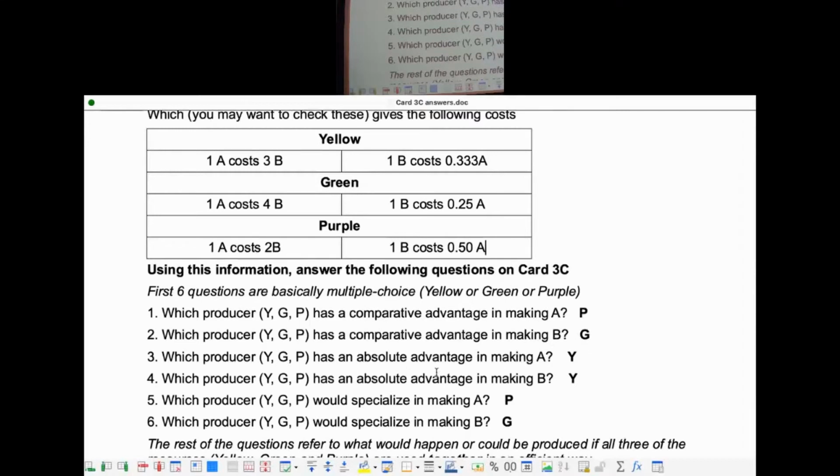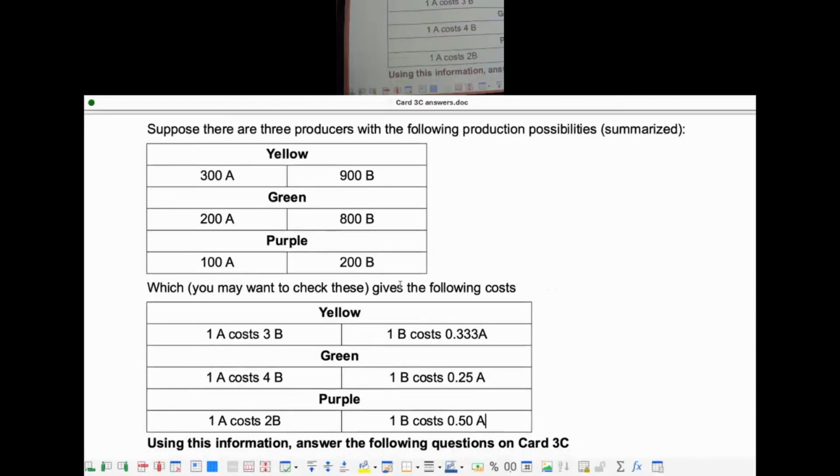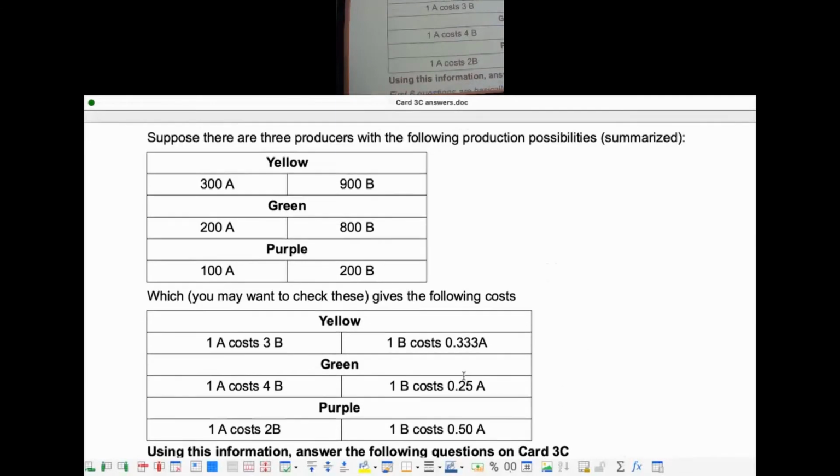Which one has an absolute advantage in making A? Well, there you don't look at the cost, you look at who can make the most A's. So the one who can make the most A is yellow, right? Also, who has an absolute advantage in making B? Well, it's the one who can make the most, not lowest cost, but make the most. B is also yellow.